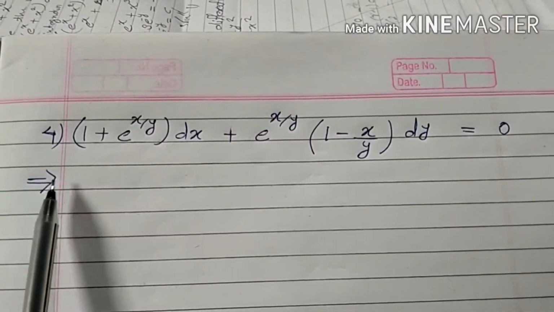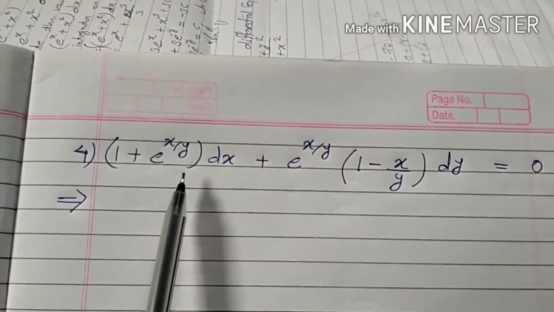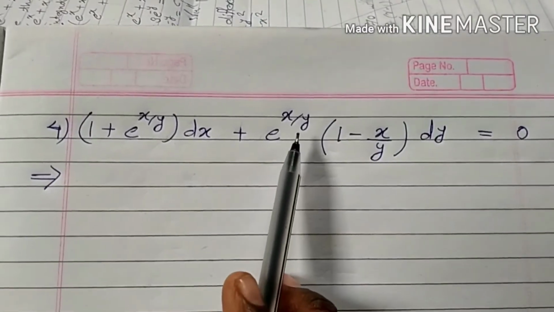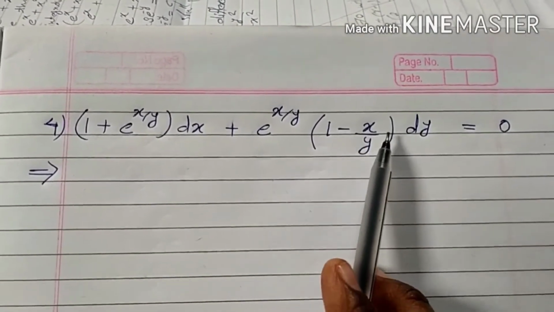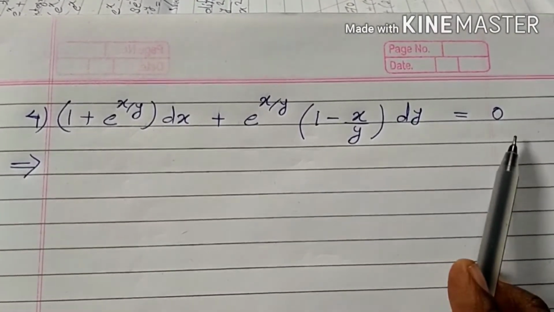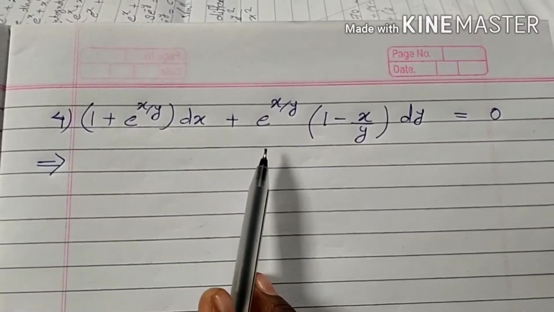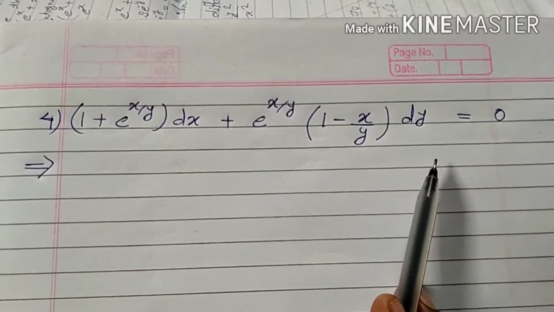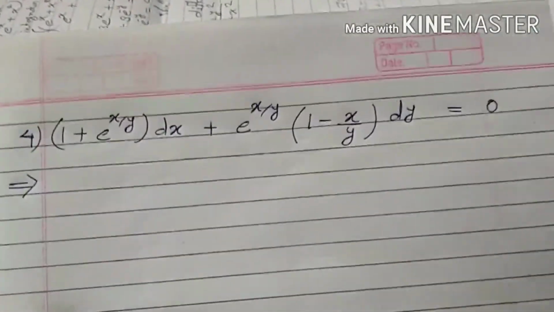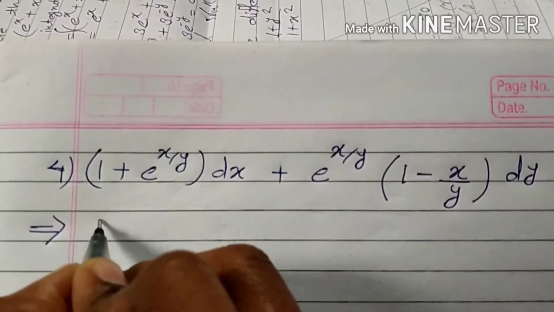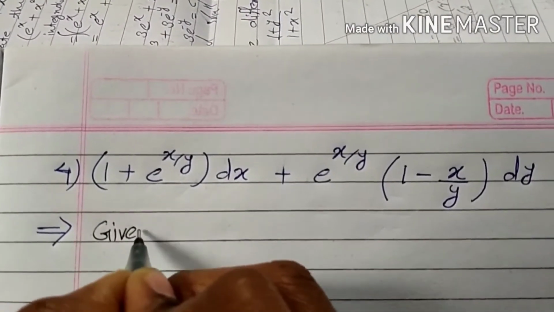Now next example, (1 plus e raised to x upon y) dx plus e raised to x upon y into (1 minus x upon y) dy, which is equal to 0. You can observe that this is also a homogeneous differential equation of degree 1. So let us start. First, given.